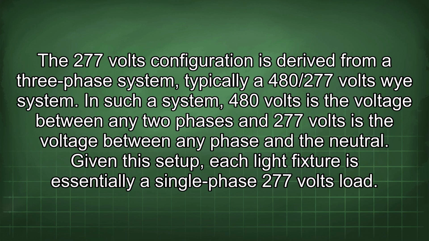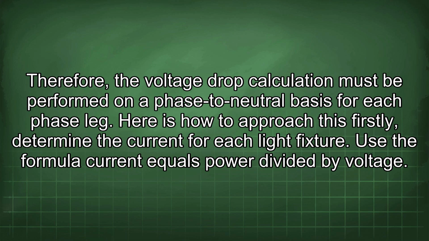In such a system, 480 volts is the voltage between any two phases and 277 volts is the voltage between any phase and the neutral. Given this setup, each light fixture is essentially a single-phase 277 volts load. Therefore, the voltage drop calculation must be performed on a phase-to-neutral basis for each phase leg. Here is how to approach this.